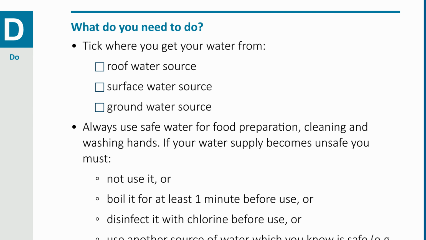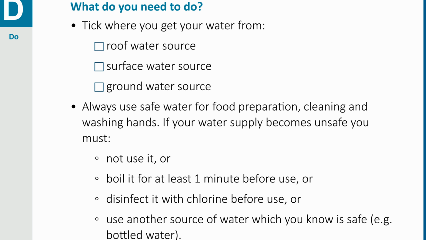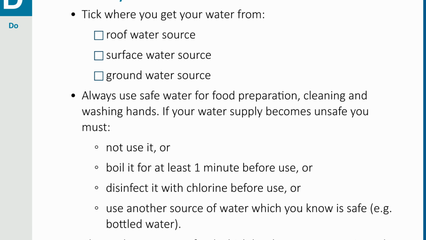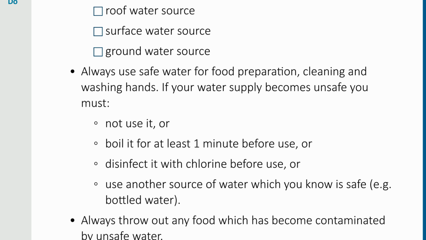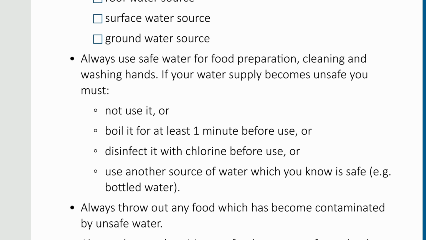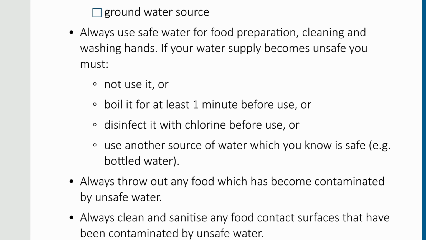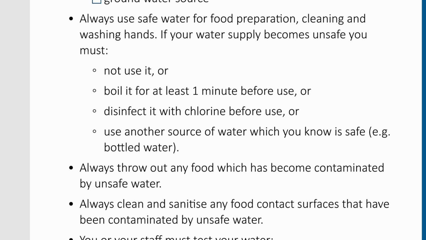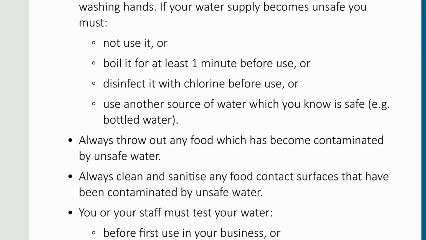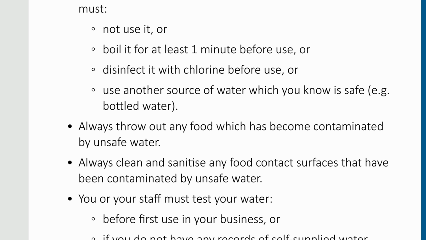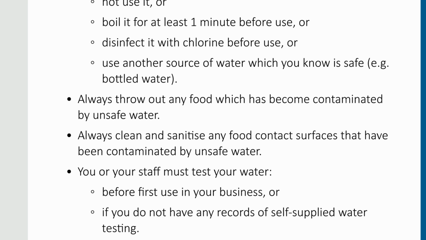Always use safe water for food preparation, cleaning and washing hands. If your water supply becomes unsafe, you must not use it. Or boil it for at least 1 minute before use. Or disinfect it with chlorine before use. Or use another source of water which you know is safe, for example, bottled water. Always throw out any food which has become contaminated by unsafe water. Always clean and sanitize any food contact surfaces that have been contaminated by unsafe water.